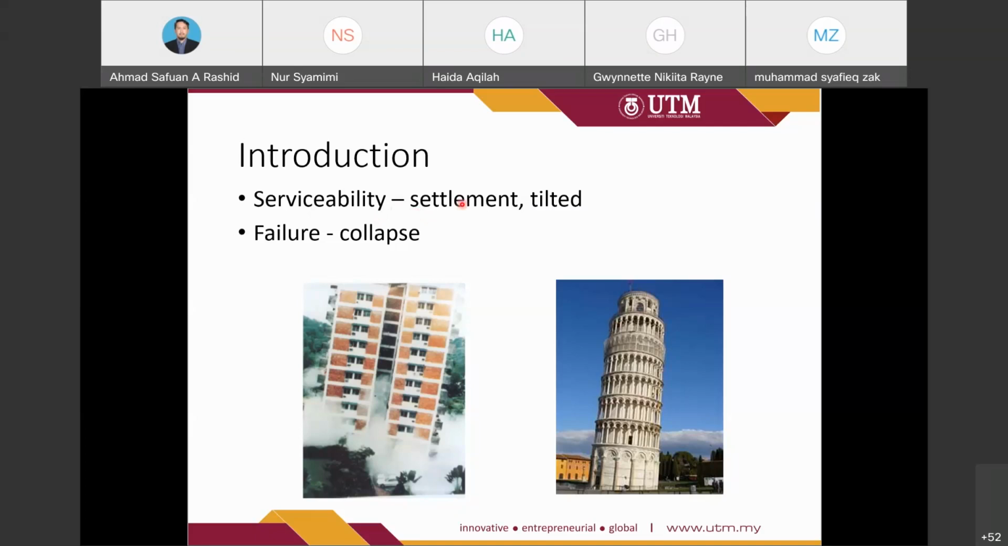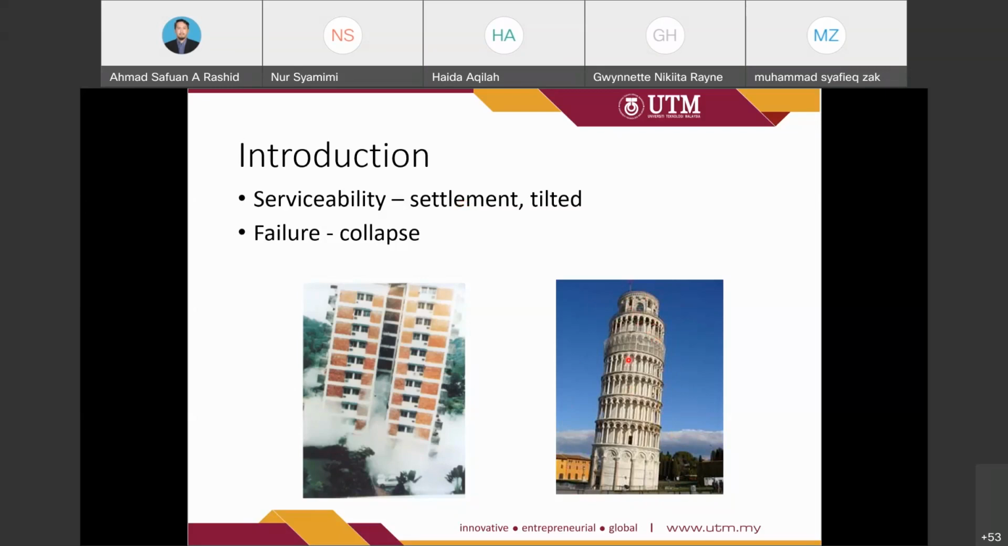damage on the structure. However, the structure can still provide a service for the people to stay inside. Then we call it serviceability, where it only feels uncomfortable to rest in the building. So this is an example of a tilted building, which is the Pisa. So we can find that the building is tilted in one direction.